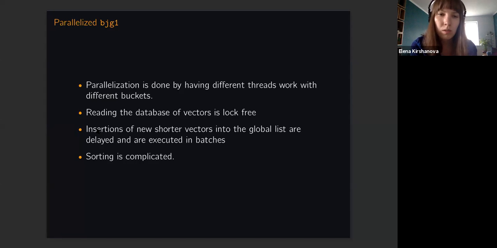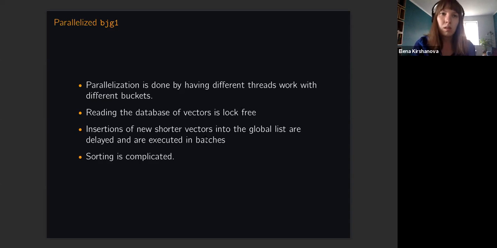So in BGG1, the sorting is done by choosing a dedicated thread that does the sorting, and the other threads, if I remember correctly, nothing bad happens if you work with a not necessarily fresh database. And well, the sorting, although complicated, is not so much of a trouble in the implementation for both BGG1 and for triple sieve.